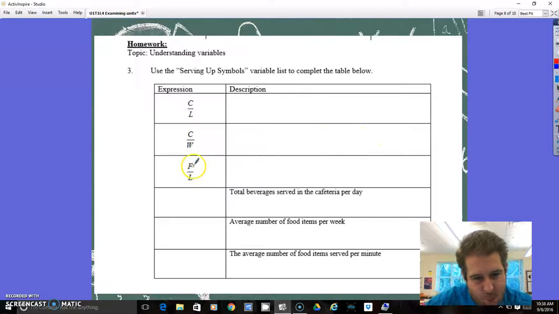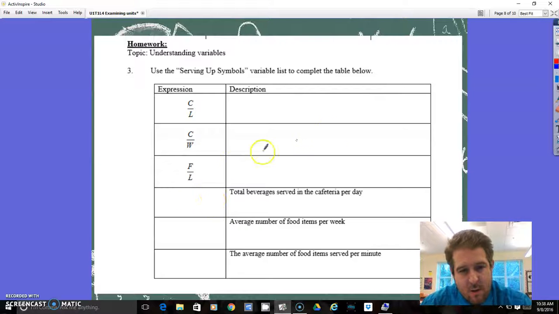And description of F. Oh, I can't remember what F is, and F is the one that's killing me right now. Total beverages, let me skip that one for the time being since I can't remember what F is. Total beverages served in the cafeteria per day. So now I'm trying to figure out what expression would represent that. Total beverages sold. So I need to find the total beverages sold. So I believe that was N sub B per day. So I'm going to have to multiply that by how many. So we can take N of B, which I believe was beverages sold per lunch period, and multiply it by the cafeteria.